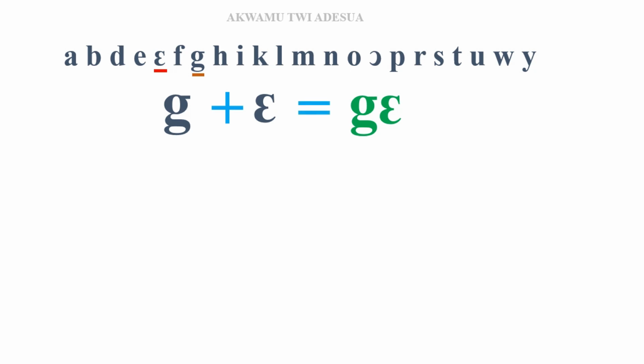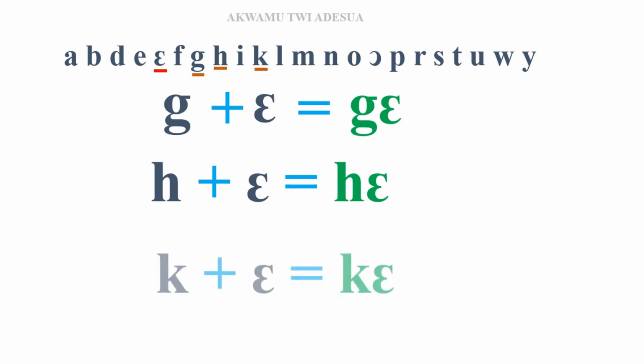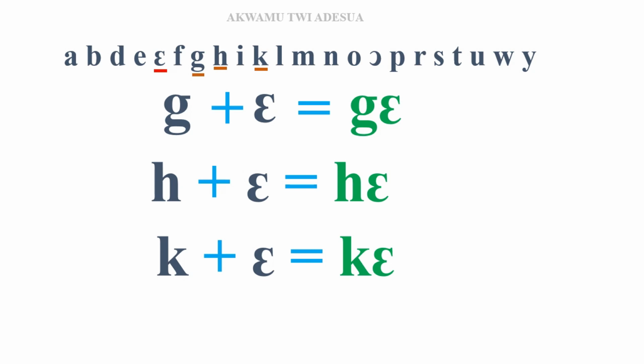H plus, which is the H, will also give us H. K plus, which is the K, will give us K. L plus, which is the L, will give us L.